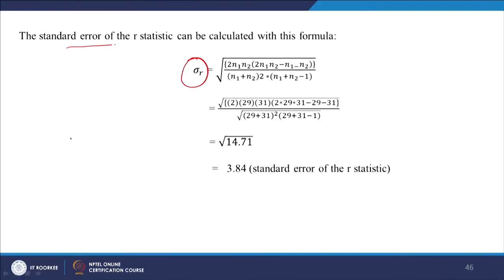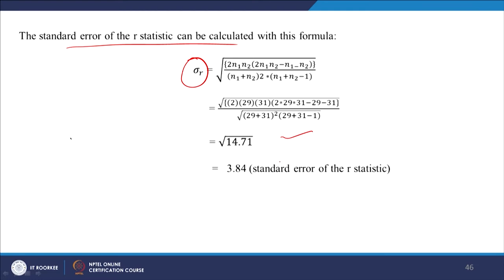What do I require for my calculation? I need my standard error also, correct. The standard error can be calculated as the square root of 2n1n2 times (2n1n2 minus n1 minus n2) divided by (n1 plus n2) squared times (n1 plus n2 minus 1). Let us do this here. So, 2 into 29 into 31, times (2 into 29 into 31 minus 29 minus 31), divided by 29 plus 31 squared, which is 60, times 29 plus 31 minus 1.